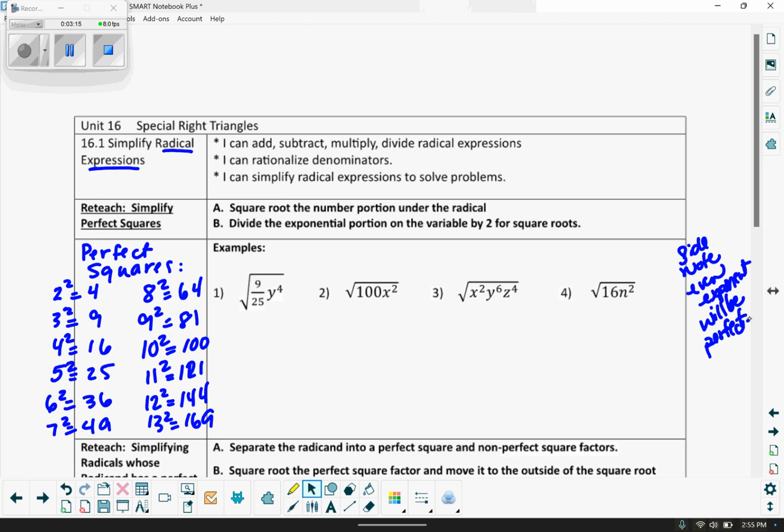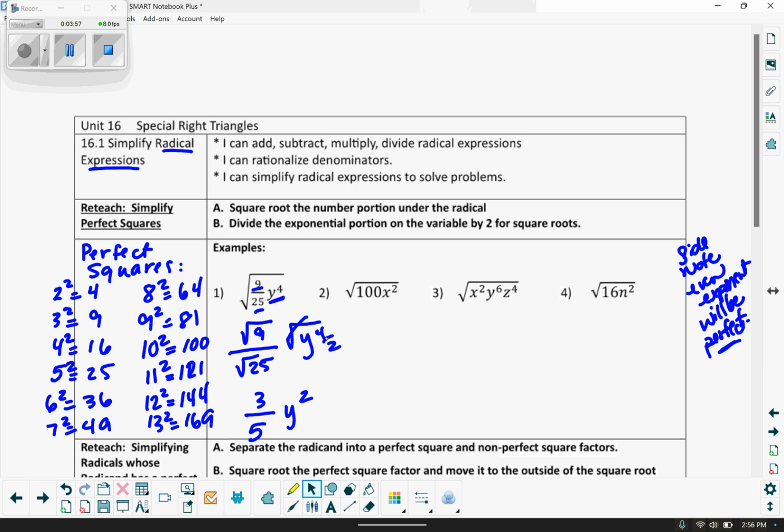All right, so starting out the first one. First of all, hopefully you realize that 9 and 25 are both perfect squares, as well as y to the 4th is a perfect square because it's an even number. So we're going to take the square root of each. So basically we're saying the square root of 9 over the square root of 25, and then we have the square root of y to the 4th. So the square root of 9 is 3, the square root of 25 is 5, and the square root of y to the 4th is y to the 2nd, because we divide it by 2. We don't divide the number by 2, we divide the exponent by 2.